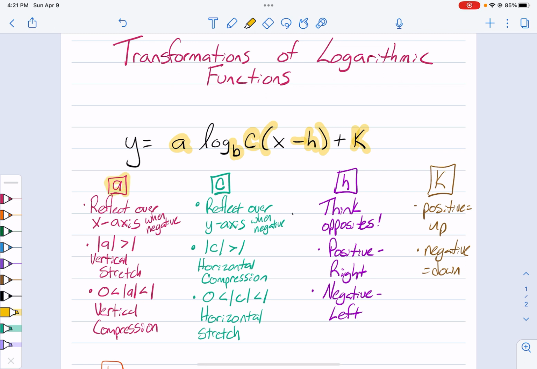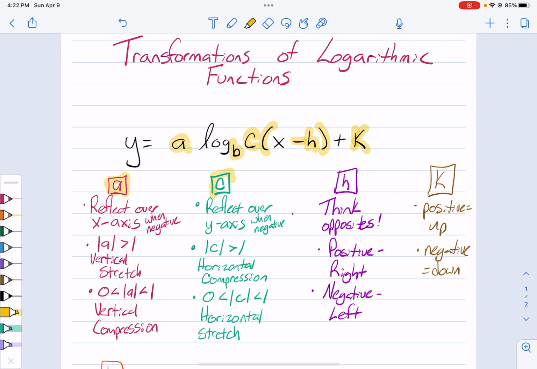So a tells us a couple things. Is it reflected over the x-axis because it's negative? Is it vertically stretched because the absolute value, which means the positive version, is bigger than 1? Or is its positive version between 0 and 1, which means it is vertically compressed? Think of it kind of like Play-Doh, you're pushing it down or pulling it up.